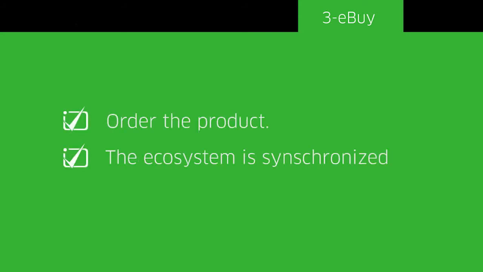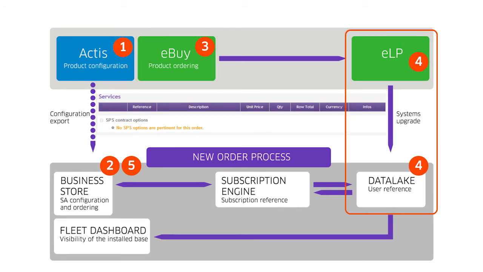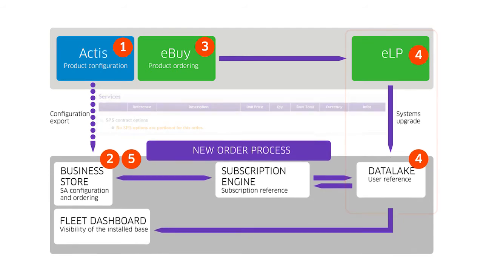It is now time for the business partner to order the product through Ebuy. This Ebuy order can be done without service. Once the product order is done, the internal Alcatel-Lucent Enterprise Ebuy database for licenses and data lake database for service profile management are both synchronized. This operation is automatic and does not require action from the business partner.